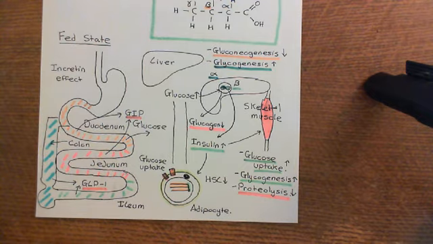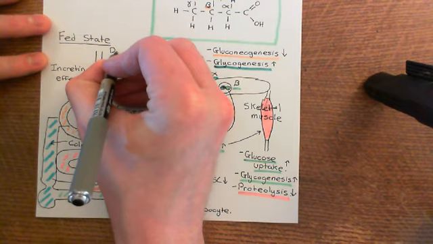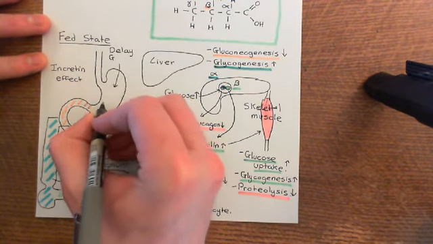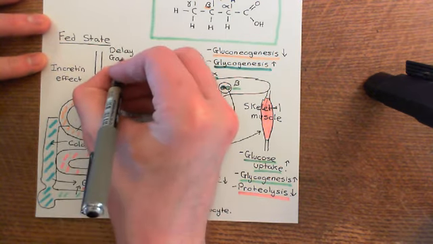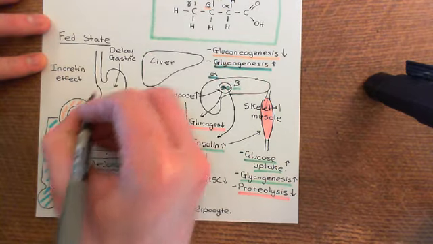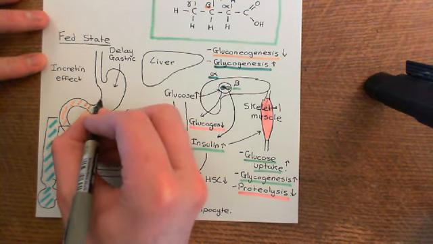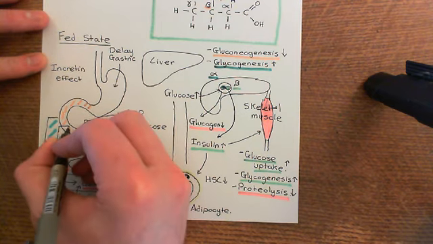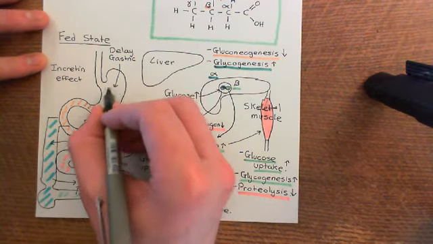Now they also have another effect, which is on the stomach. Okay, they also delay gastric emptying. So they delay the moving of the food bolus from the stomach into the intestine. Okay, so remember, at the bottom of the stomach here, you have a sphincter known as the pyloric sphincter. And this controls the movement of food boluses from the stomach into the intestine. Okay, so if you've got food in the intestine already, you don't want food to be coming from the stomach into the intestine.